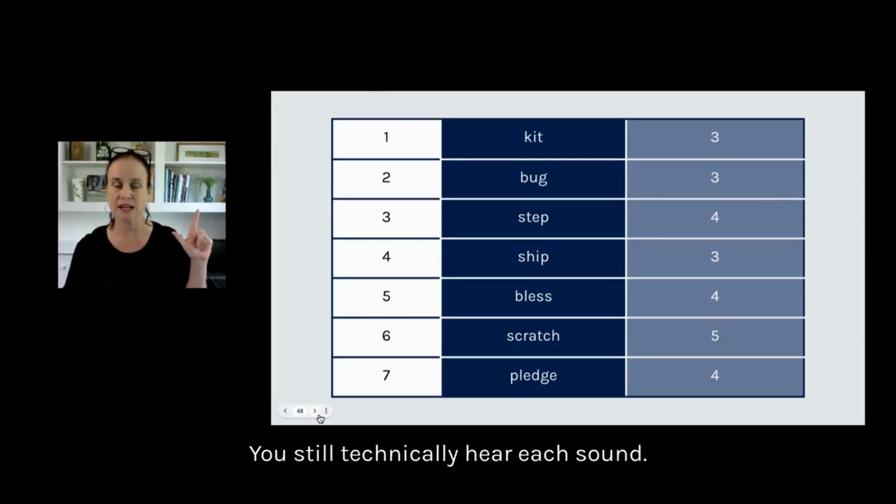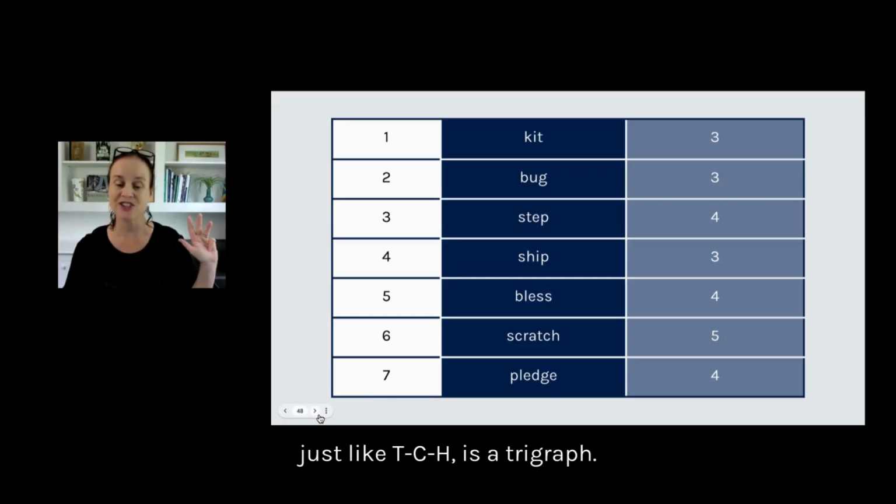And last, pledge. Another blend. You still technically hear each sound. The DGE, just like TCH, is a trigraph. So that's 4 sounds.